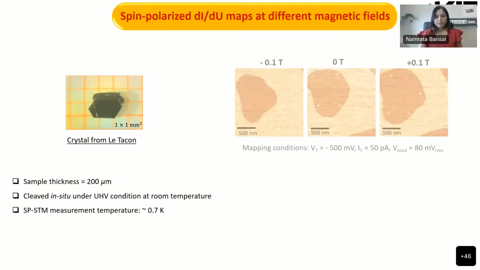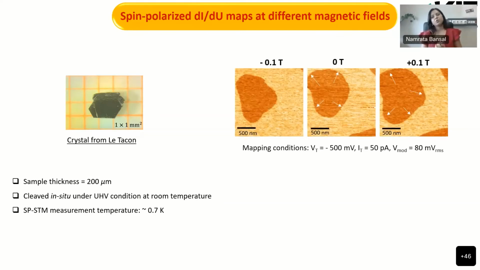Now we'll discuss the first measurement results. So we found during the scanning this contrast in dI/dV maps. This is at zero field in the middle one. Now to confirm whether this is a magnetic contrast or something else, we applied a magnetic field in two directions, that is in the negative and the positive direction. We found that in the negative direction, these magnetic contrasts are shrinking, while on the positive side, they were expanding. These white arrows show how the magnetic contrast is expanding towards the positive magnetic field direction.